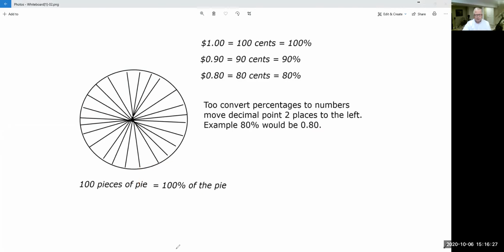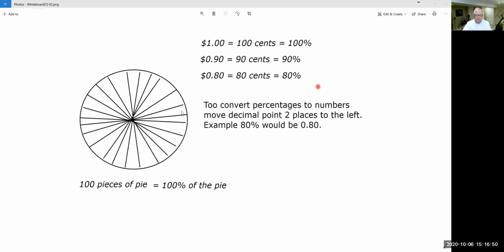All right, if we go to this next slide here, we can see that if you had $1, it's 100 cents, 100 pennies. That's 100%. When we use rate, most of the time we're talking about something less than 100%. So if we had 90 cents or 90 pennies, that's 90%. Same thing with 80 and so forth.